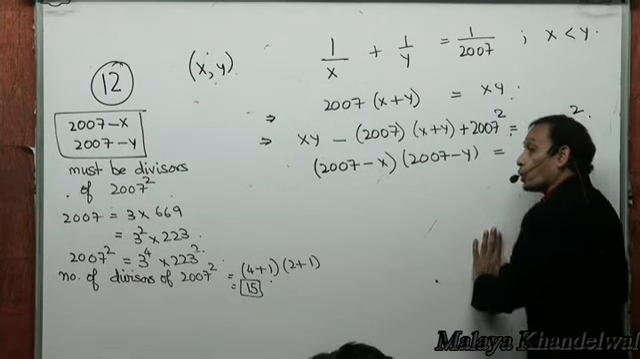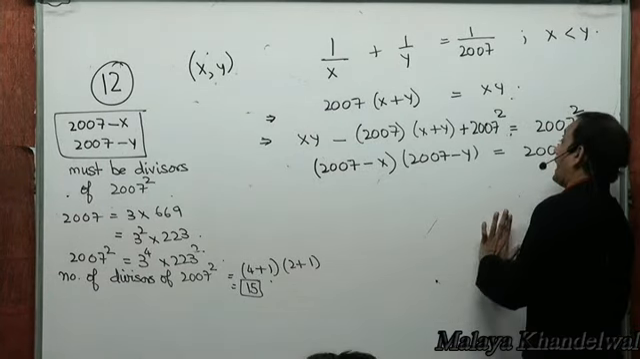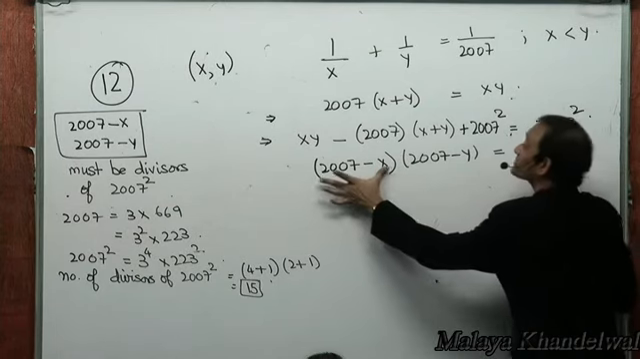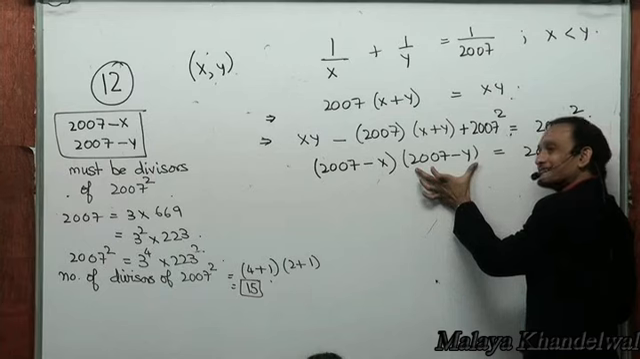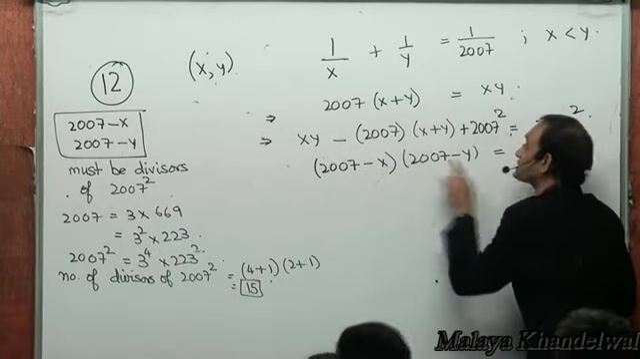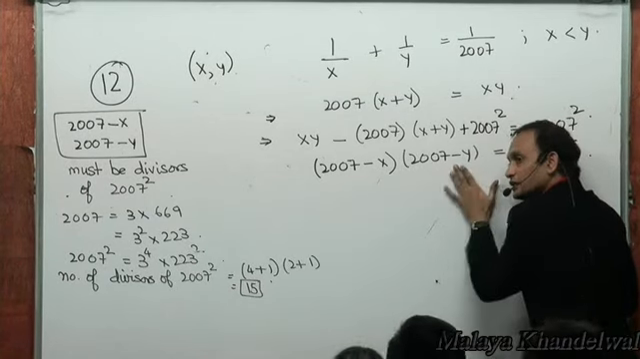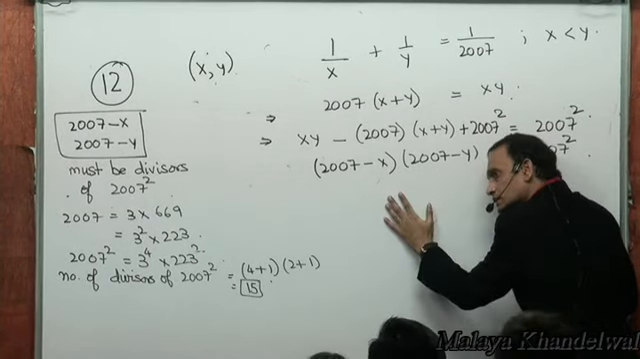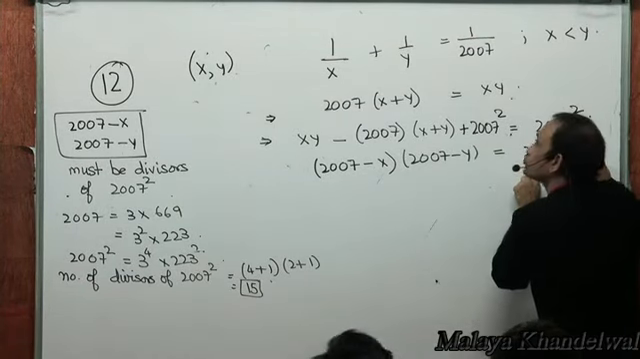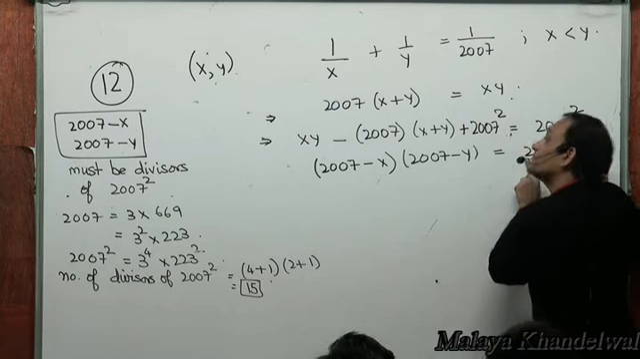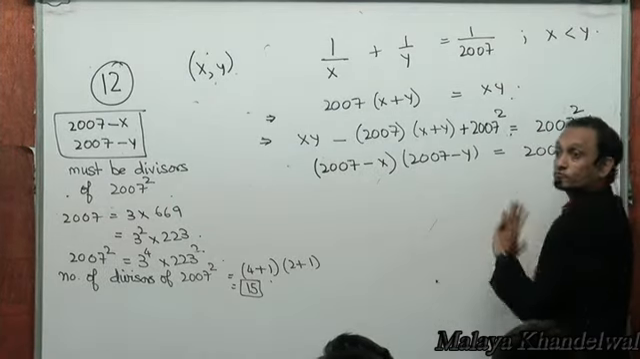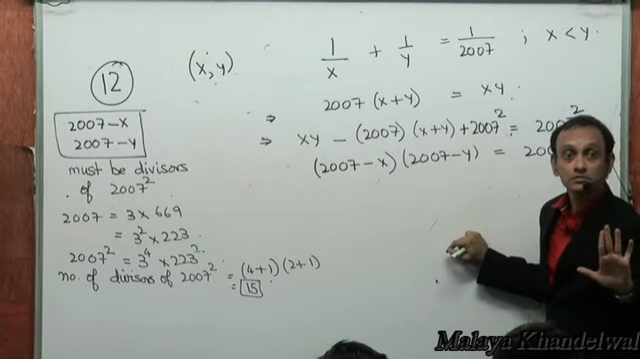Now, essentially, what is it that I'm trying to find? I'm trying to find the number of ways in which 2007 squared could be expressed as a product of two numbers. Yes or no? In which they are different, because x is different from y. One is smaller, the other one is larger. This is all that I'm trying to find effectively, right?